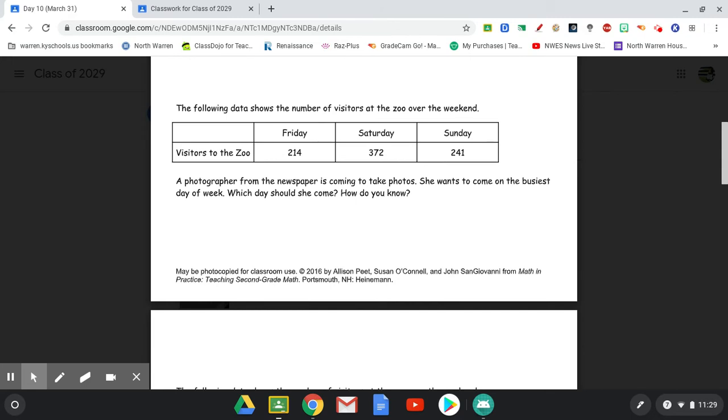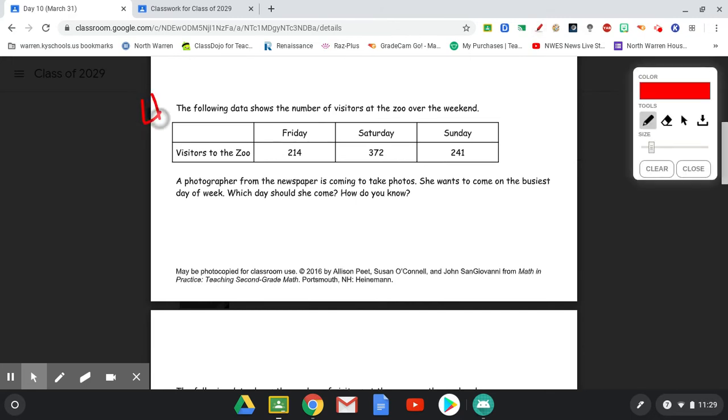Number 4, the following data shows the number of visitors of the zoo over the weekend. All right, so it looks like we have the same chart, but we have a different question to go with it. A photographer from the newspaper is coming to take photos. She wants to come on the busiest day of the week. Which day should she come? How do you know?